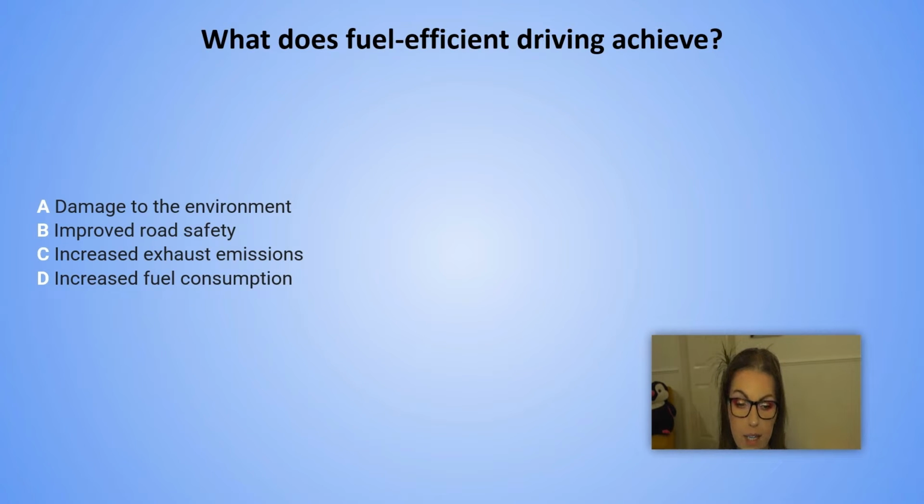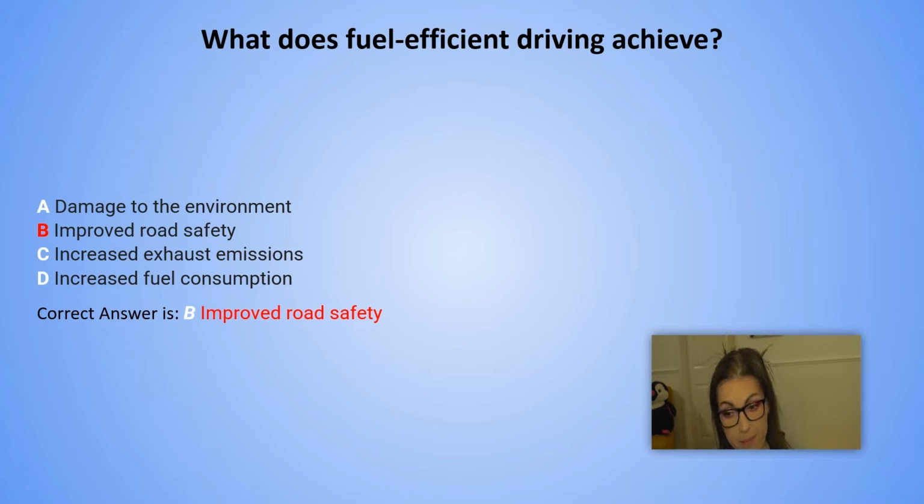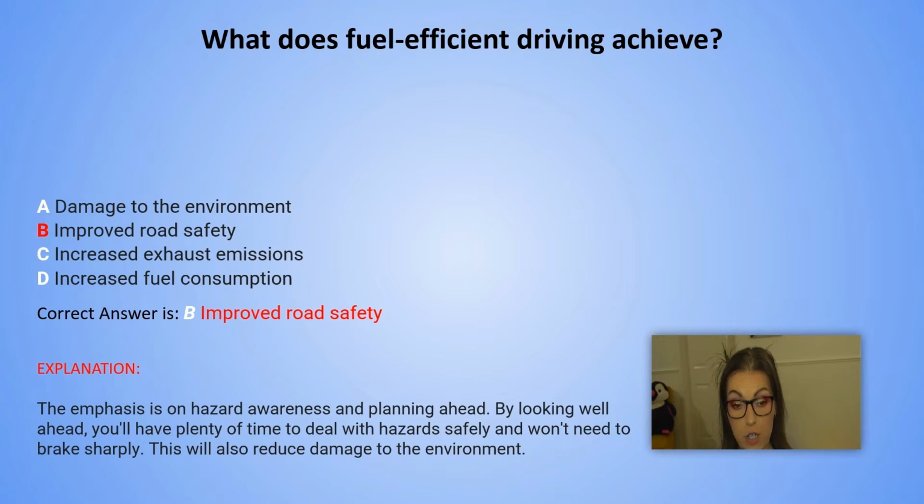And the correct answer is B. Improved road safety. Explanation. The emphasis is on hazard awareness and planning ahead. By looking well ahead, you will have plenty of time to deal with hazards safely and won't need to brake sharply. This will also reduce damage to the environment.